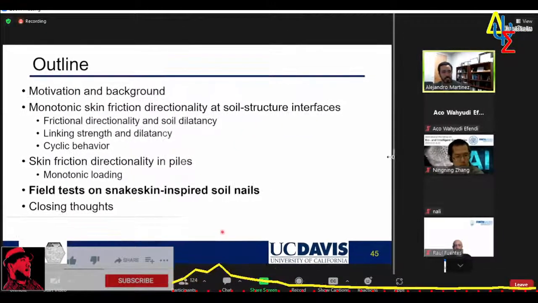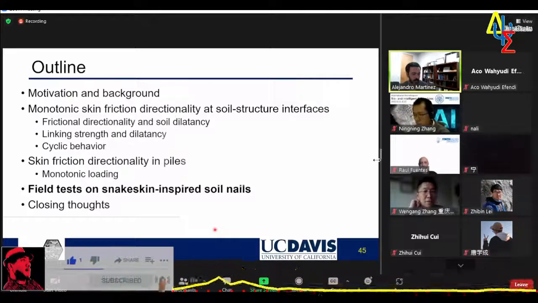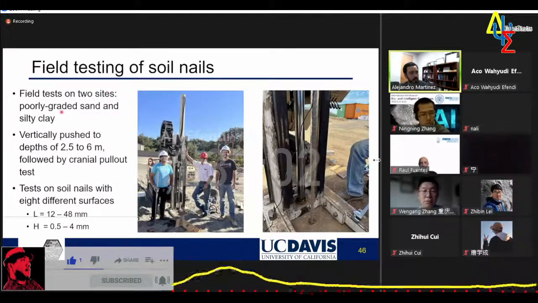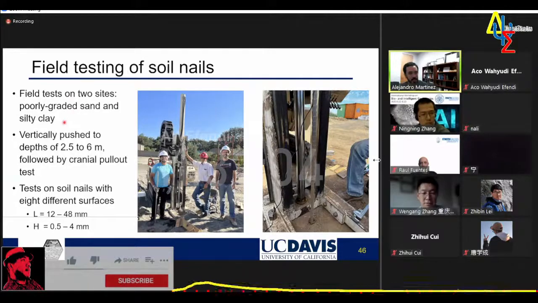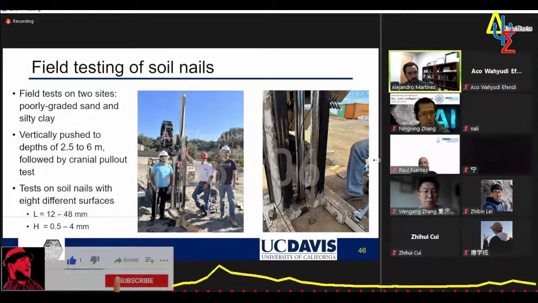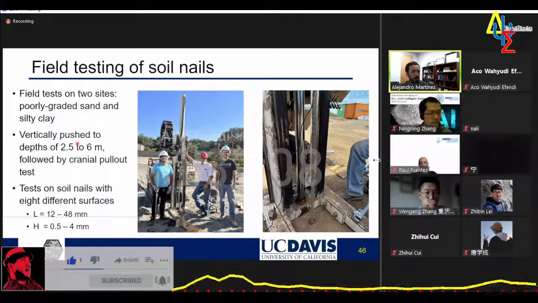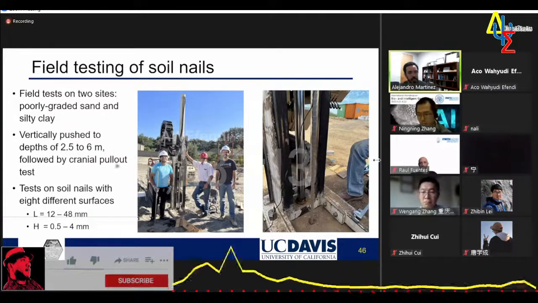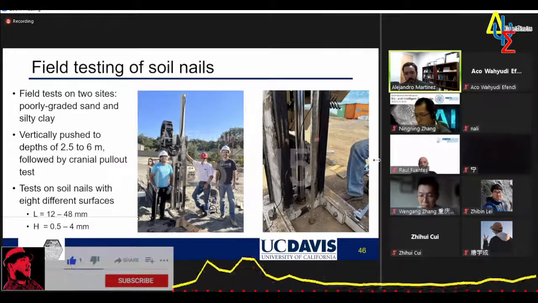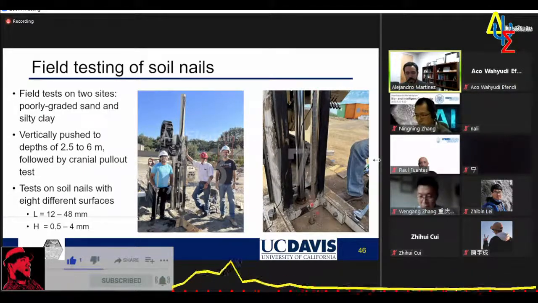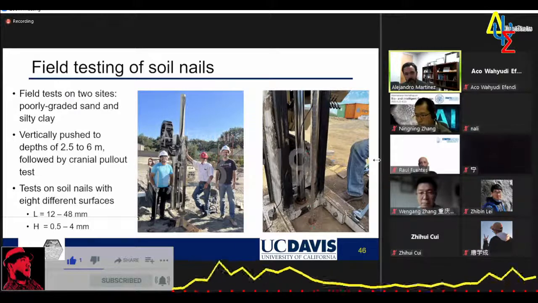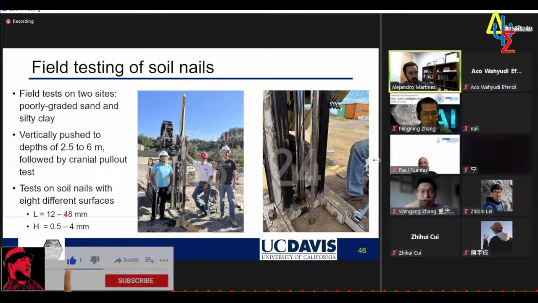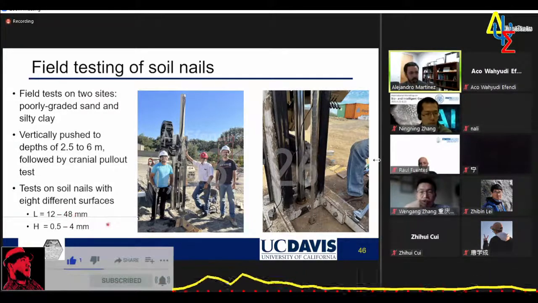I wanted to show some quick results on our recent field tests. We performed tests at 2 sites, on poorly graded sand and silty clay. And this is the rig that we used. We pushed to different depths, 2.5 and 6 meters. We tested all in cranial pullout. And here you can see a picture of our soil nail. You can see how we're installing it with the rig, and then we're going to pull on it and measure in the cranial direction. And we changed the length and the height of the asperities here.